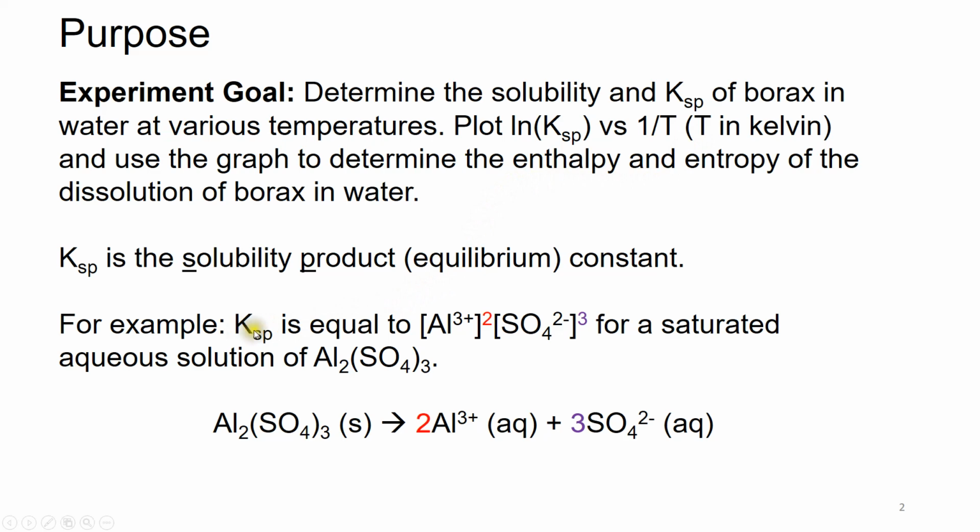Here's an example of Ksp. If we dissolve aluminum sulfate in water, Ksp is equal to aluminum 3+ to the power of 2 times sulfate to the power of 3. Where does this number come from? 2. It's in front of the aluminum ion. This number 3 is in front of this sulfate.